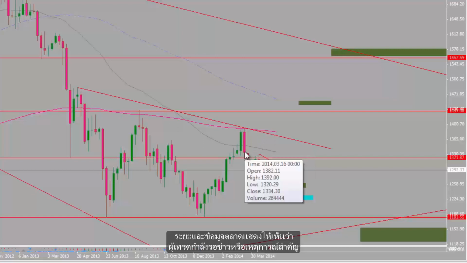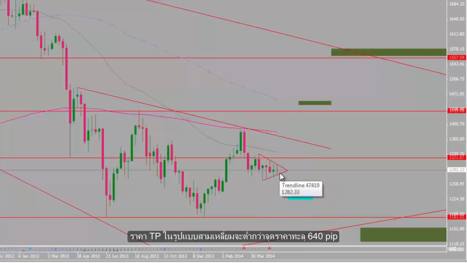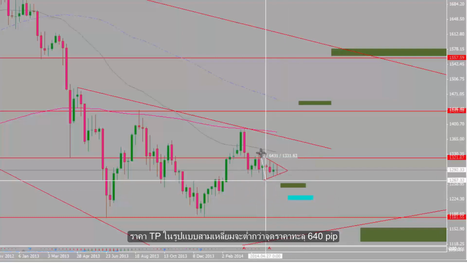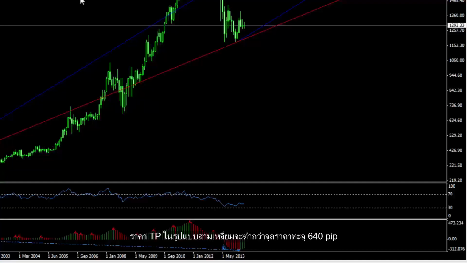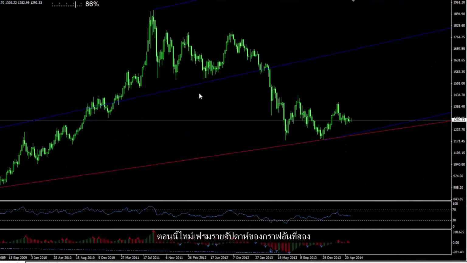The range and claim market shows that traders are waiting for a major news or an event. The TP price in the triangle pattern would be 640 pips lower than the breakout point. Now, a weekly time frame of the second chart. There is a bearish Andrews Pitchfork on the most recent trends.